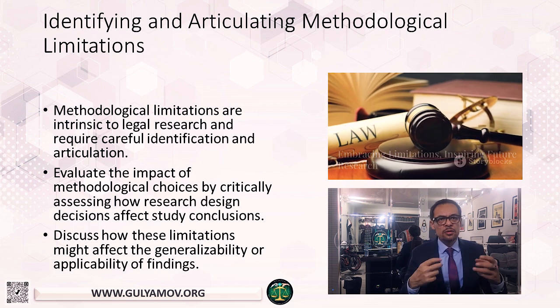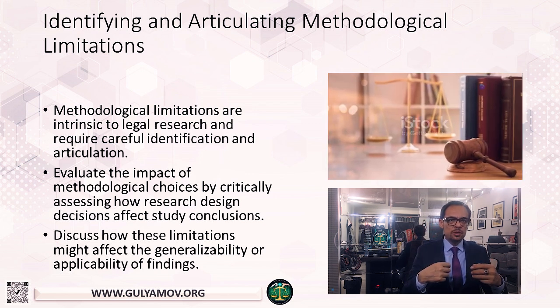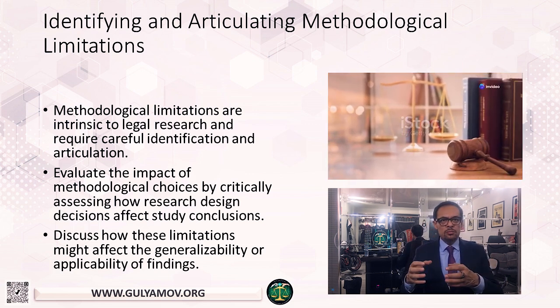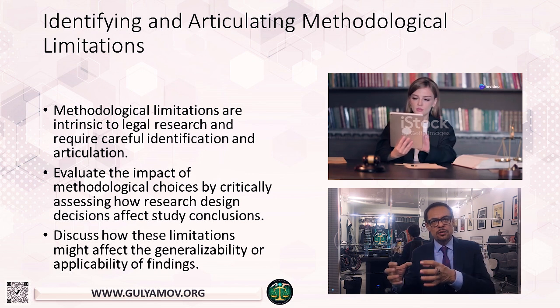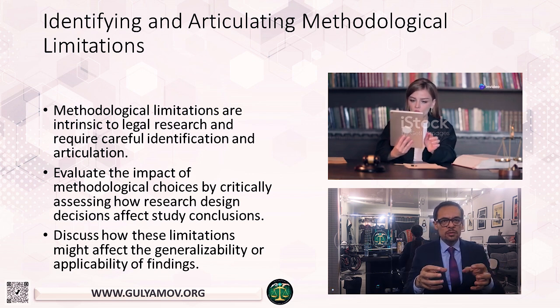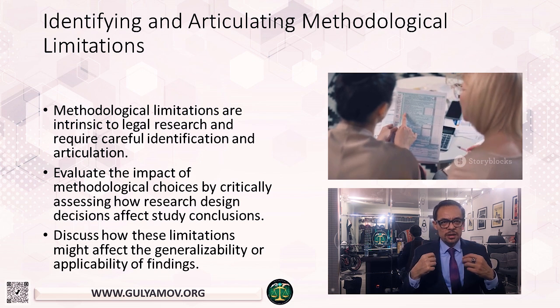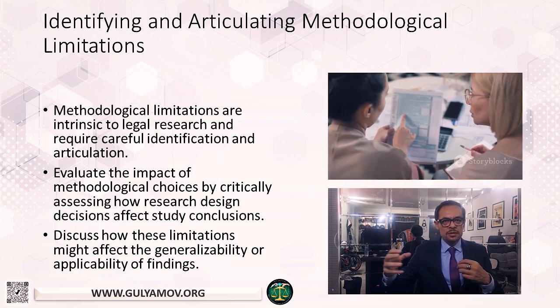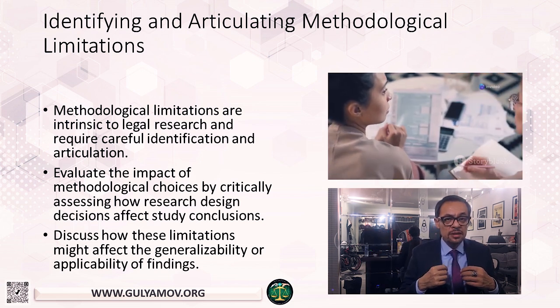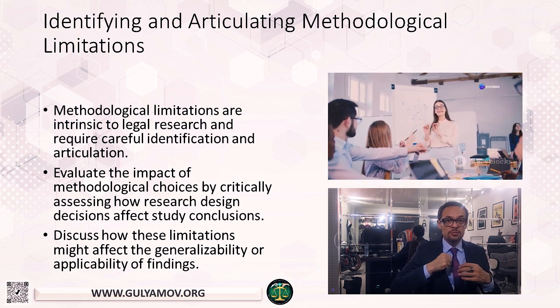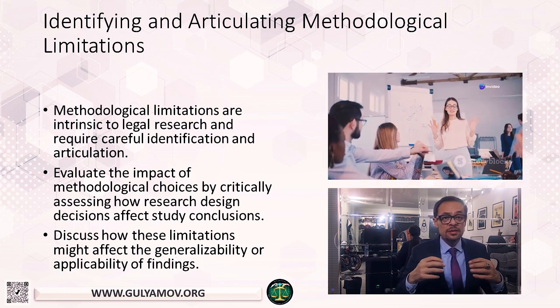In legal research, methodological limitations often stem from the unique challenges of studying legal phenomena. For instance, the confidentiality of certain legal proceedings might limit access to data, or the complexity of legal systems might make it difficult to isolate variables. When discussing these limitations, it's important to explain not just what the limitations are, but why they exist and how they're inherent to legal research.